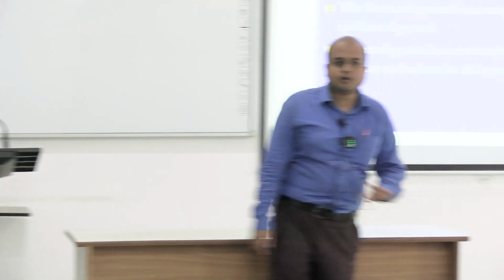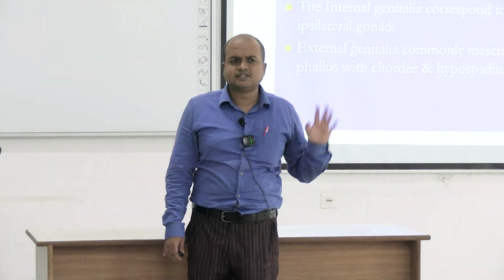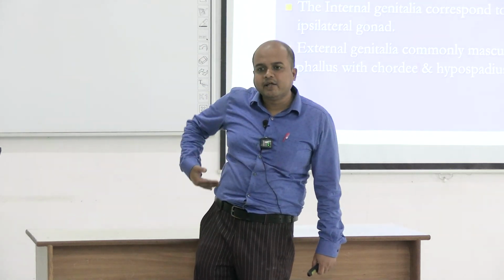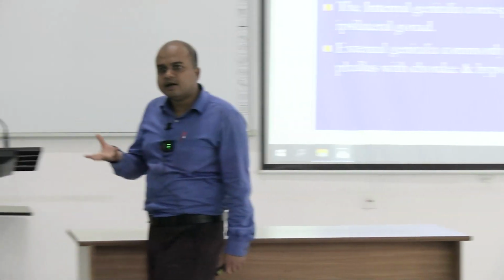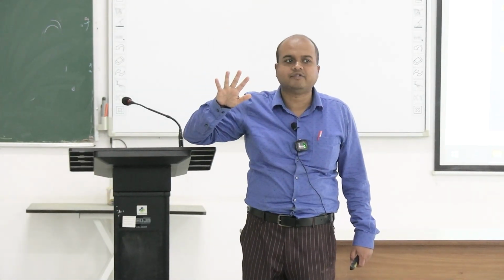Internal genitalia correspond to the sex of the ipsilateral gonad. This is a confusing statement actually. Ipsilateral in both cases, internal genitalia. That means if there is an ovary on one side, then the internal genitalia will also be on that side, say half of a uterus or cervix.